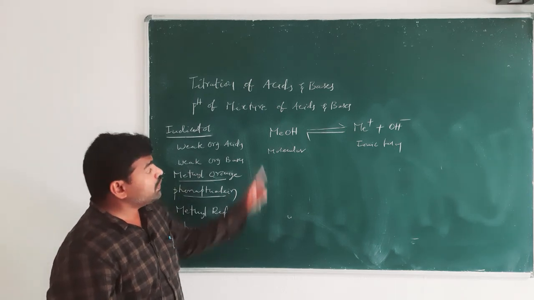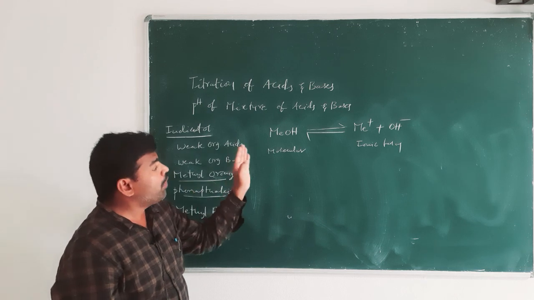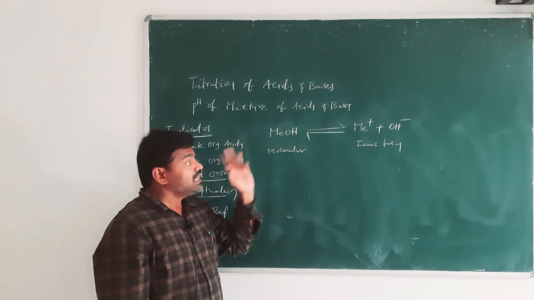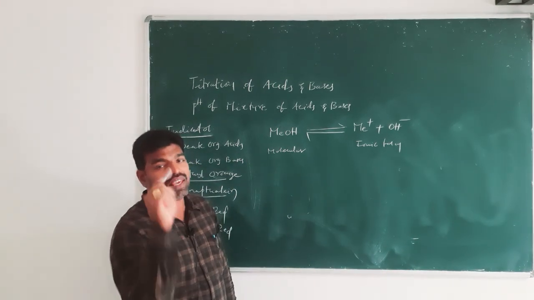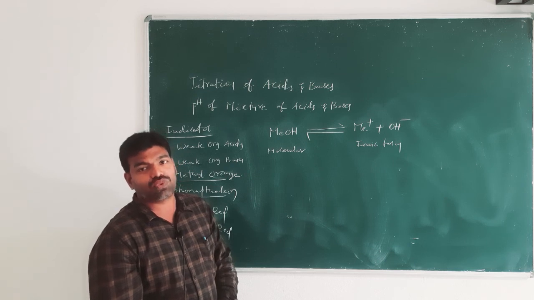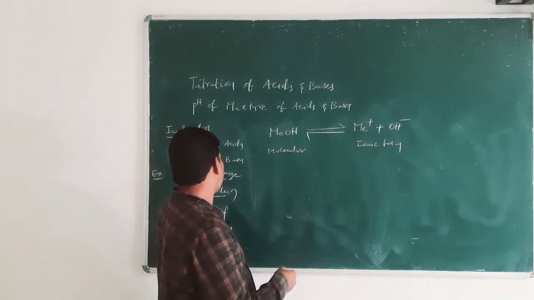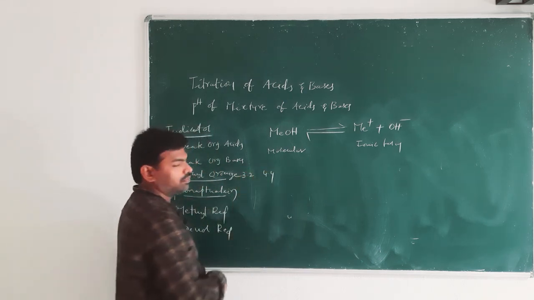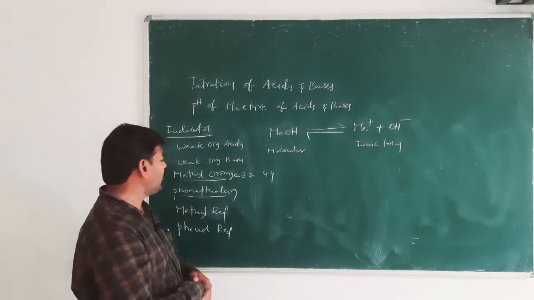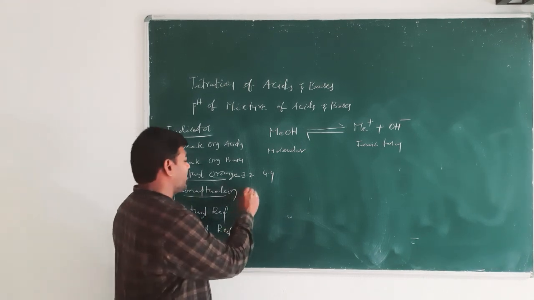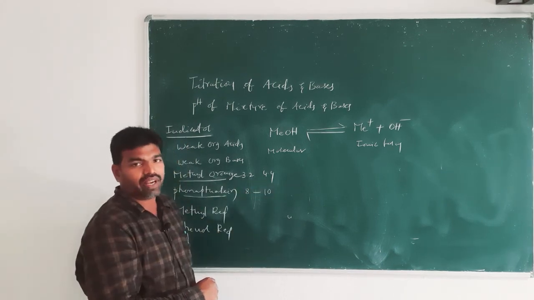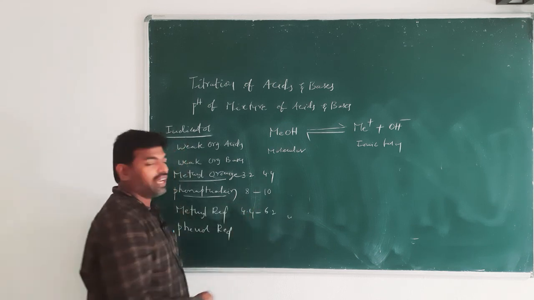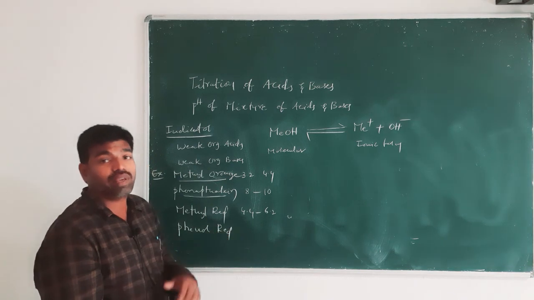Okay. So, there exists an equilibrium between molecular form and ionic form, and one more thing is every indicator has its own pH range. The pH range of methyl orange is 3.2 to 4.4, the phenolphthalein pH range is 8 to 10, and methyl red is 4.4 to 6.2. So every indicator has its own pH range.